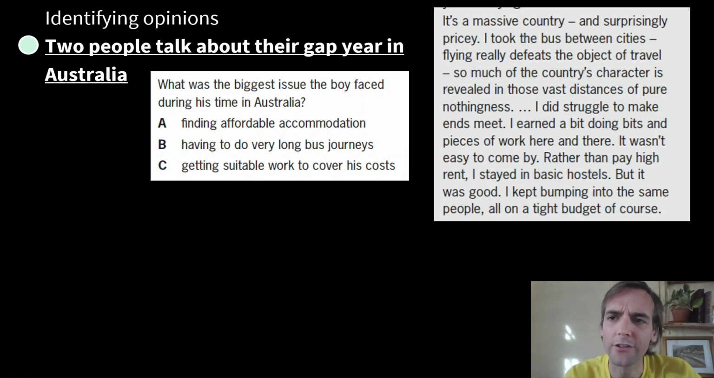It's a massive country and surprisingly pricey. I took the bus between cities. Flying really defeats the object of travel.